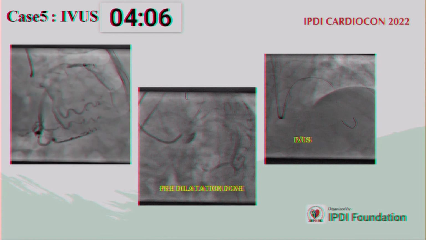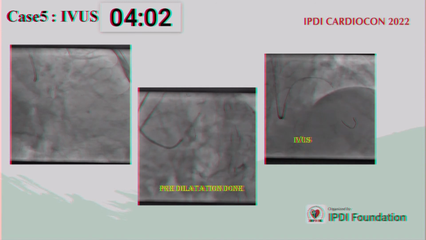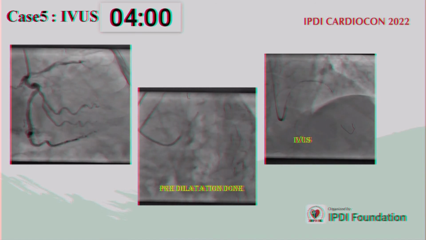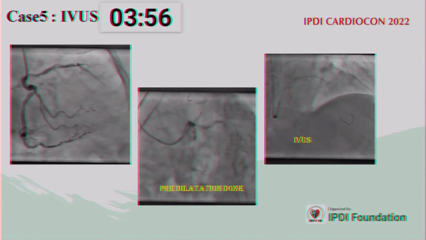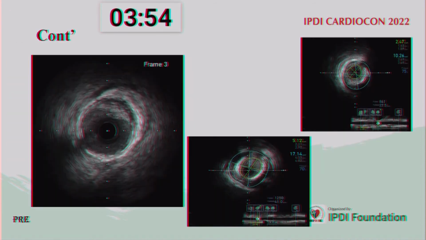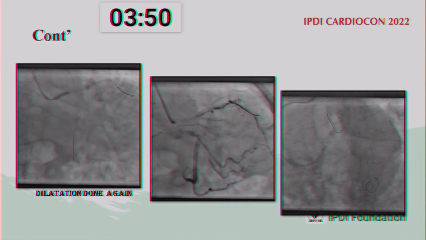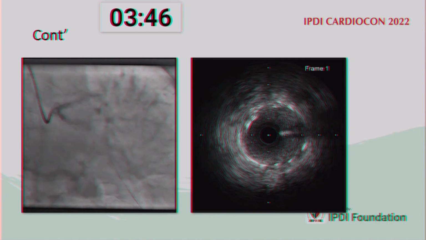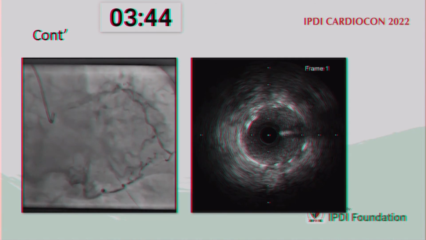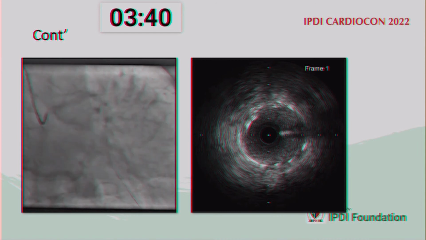And IVUS guided PCI we can also do, because we can introduce a 6 French or 7 French sheath, so we can do everything. That is why I want to show that IVUS guided PCI also we have done in this distal radial approach. Ostioproximal LAD lesion, which we have done. And on the right panel is shown the IVUS, the well inflated stent.